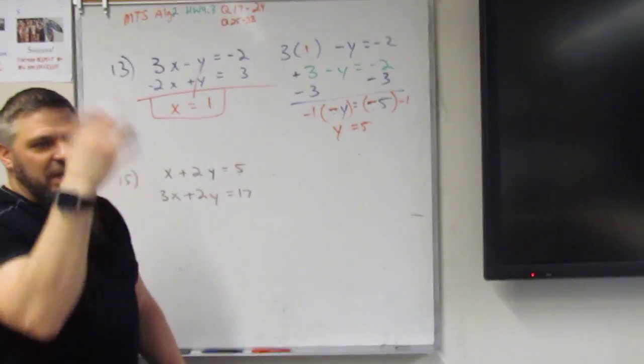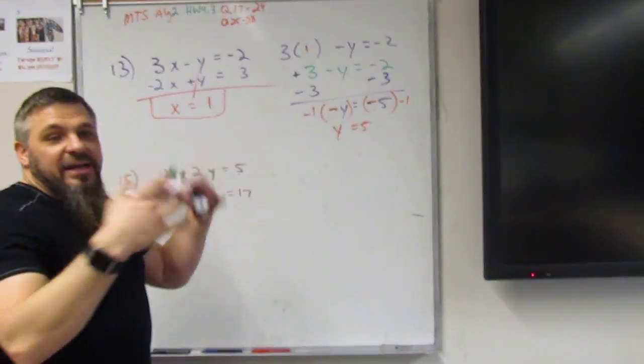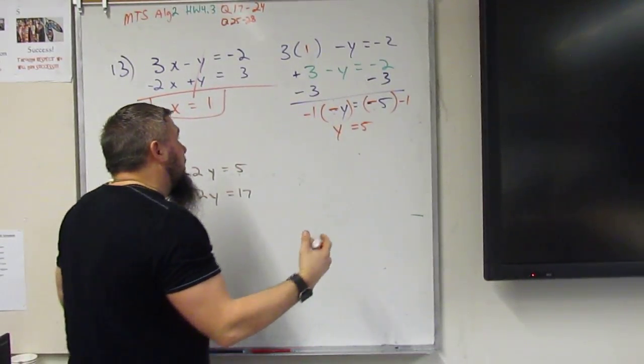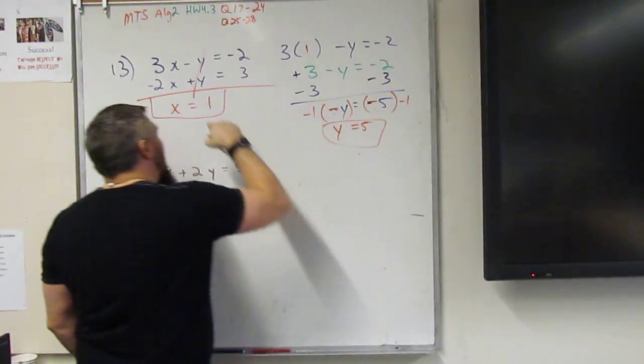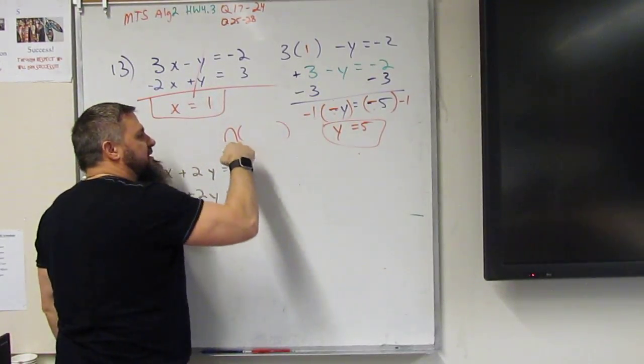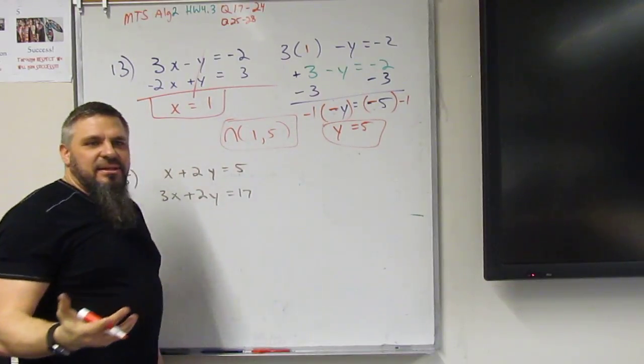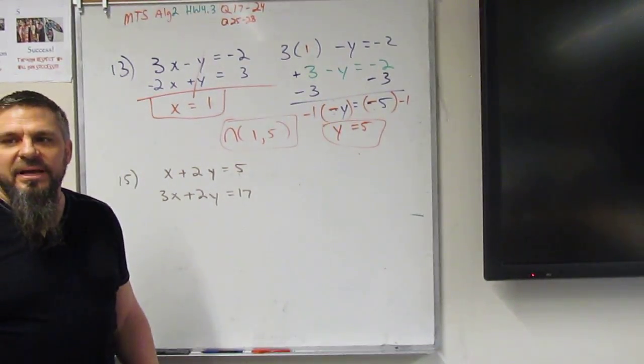However you want to do it. Just change both the signs, multiply by a negative. I don't care, whatever's easiest for you. Okay? So y is 5, x is 1, so the intersection is at (1, 5). And that's the math. That's all I'm asking for you to do.